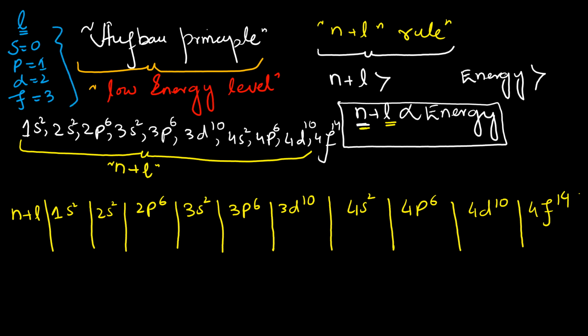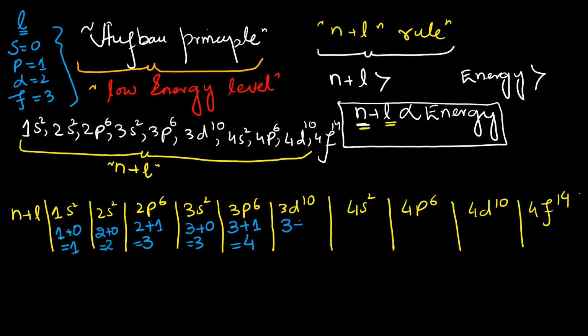So now if we incorporate the values, for 1s2 the principal quantum number is 1 and the azimuthal quantum number is 0, so we get 1. For 2s2, the principal quantum number is 2 and the azimuthal quantum number is 0, so n plus l is 2. For 2p6, the principal quantum number is 2 and the azimuthal quantum number is 1, so we get 3. For 3s2, the principal quantum number is 3 and the azimuthal quantum number is 0, so we get 3. For 3p6, the principal quantum number is 3 and the azimuthal quantum number is 1 for p, so we get 4.